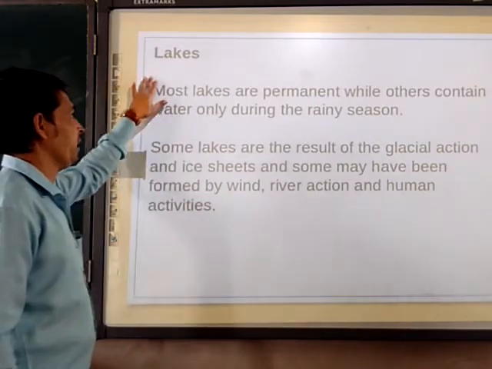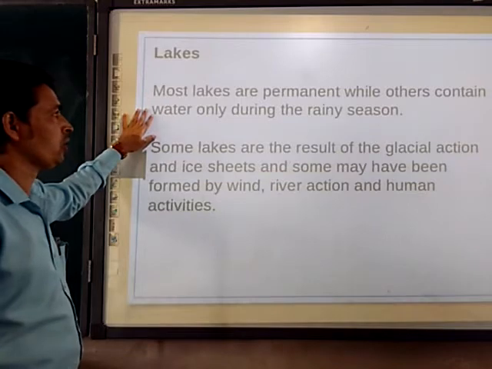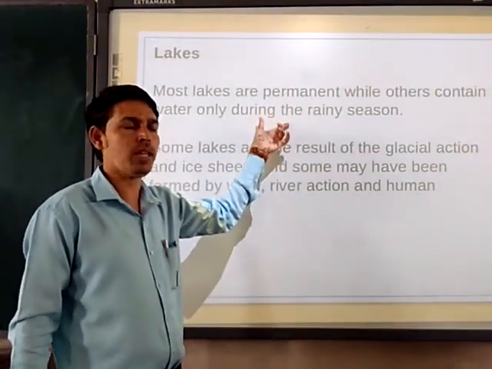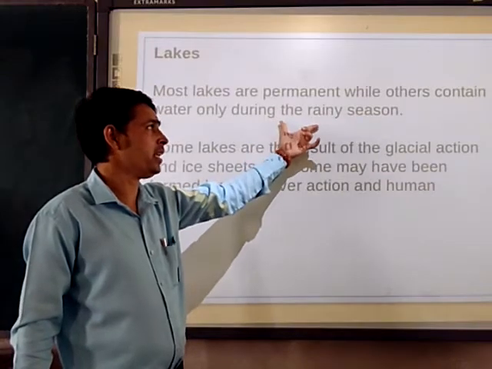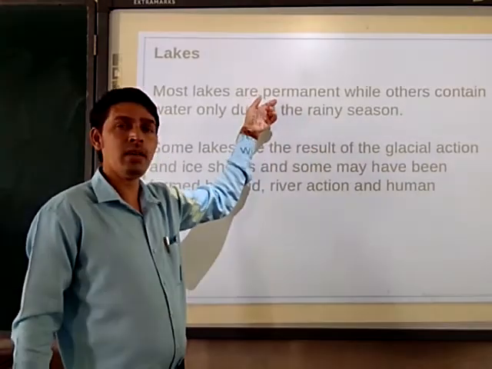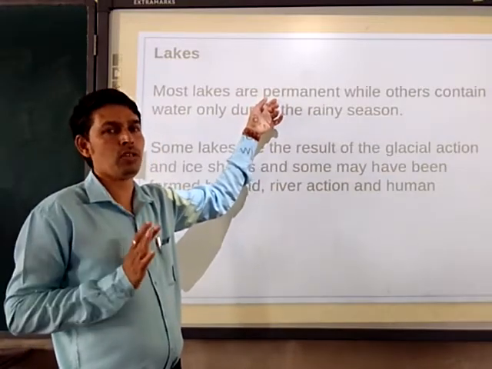First, lakes. Most lakes are permanent, while others contain water only during the rainy season. So it means that only in a rainy season few lakes are having water, but few lakes are permanent ones, which are every time having water in them.